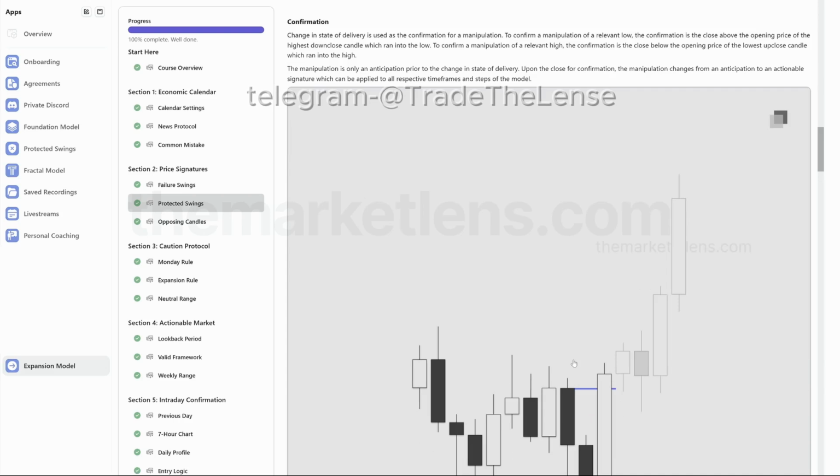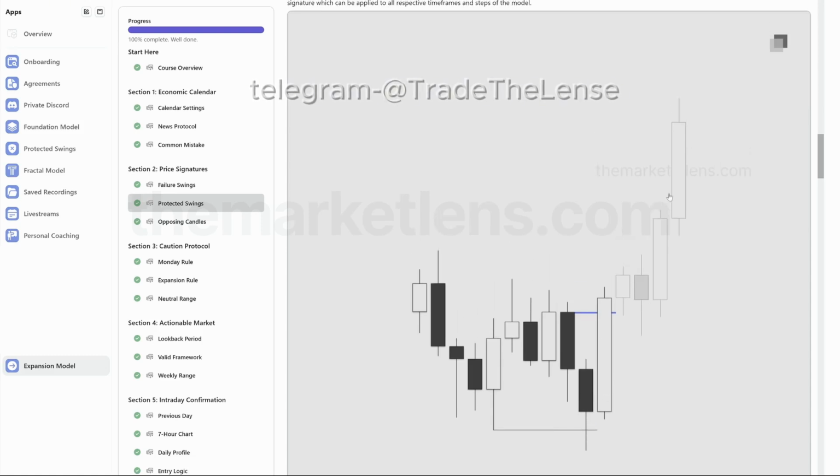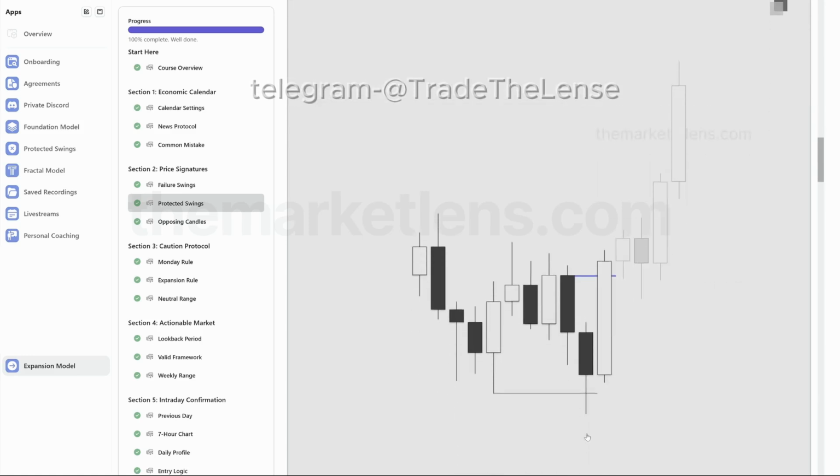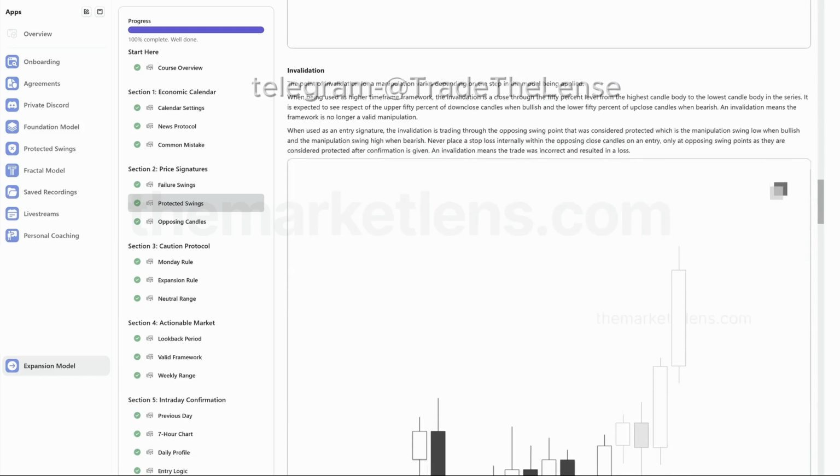This is pretty much like how it was in the protected swing course. You've probably seen this before. Low, a change in state of delivery, the series of down close candles that ran into the low, that highest opening price, draw that out. A close above that is a confirmation that this low does not need to be traded back to. And if the market's bullish, we would expect it to trade away from that point. This becomes a protected swing, and you're looking to trade away from that. That's your confirmation. And then an invalidation.